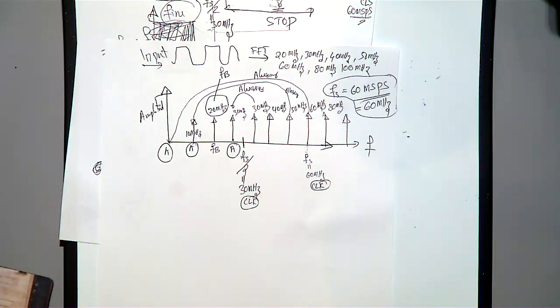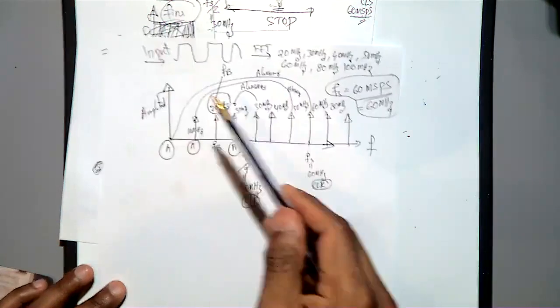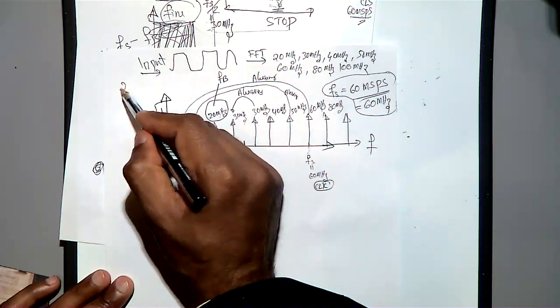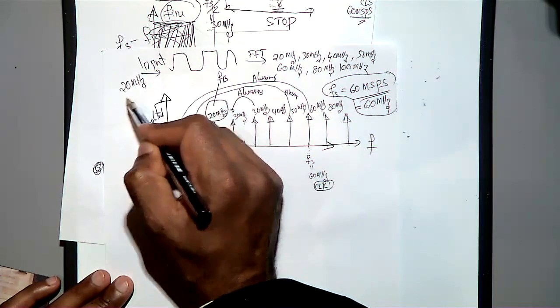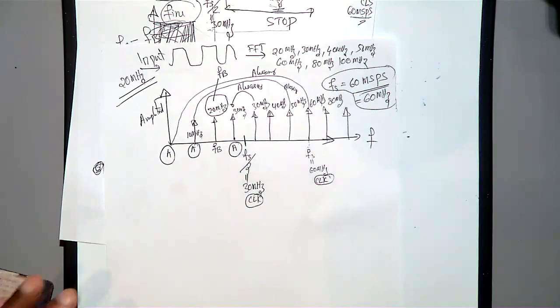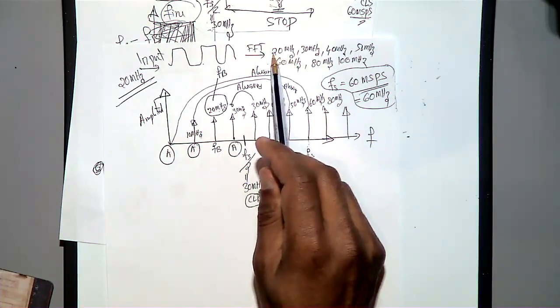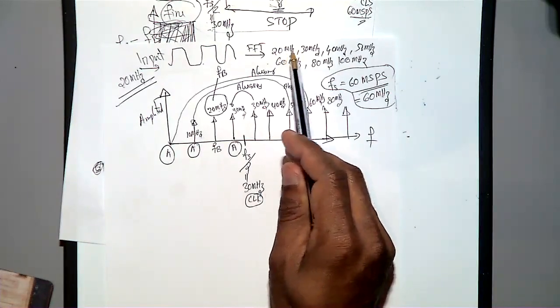Okay, so I got it drawn neatly. Your frequency of interest in this input signal is 20 megahertz. When you take the FFT of your input signal, you find that 20 megahertz is there. Yes, your signal of interest is there.